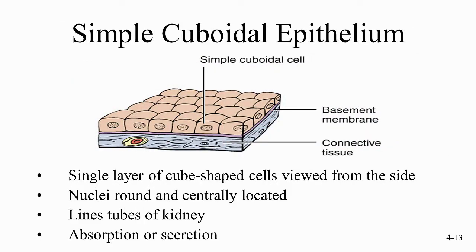So here's simple cuboidal epithelium. It's a single layer of cube-shaped cells as viewed from the side. The nuclei are round and centrally located. It's going to line the tubes of the kidneys, and it's for absorption or secretion.